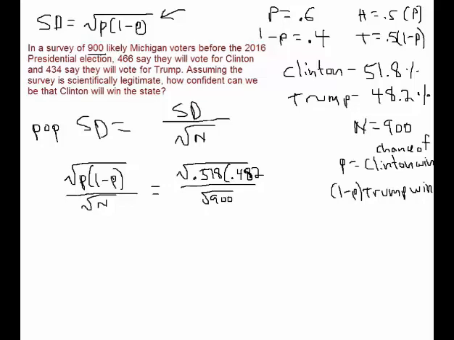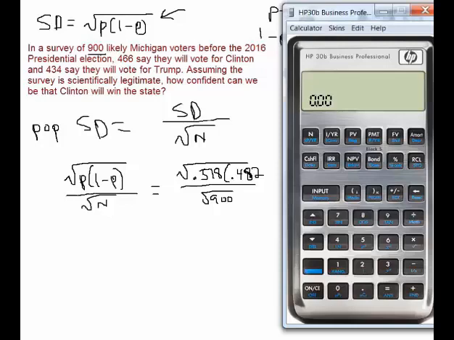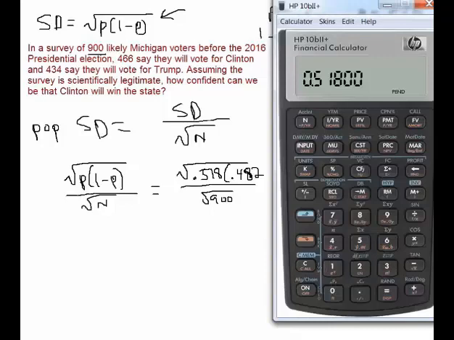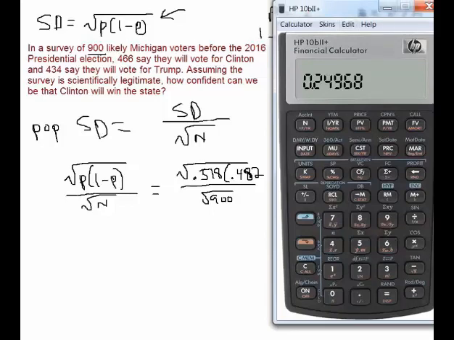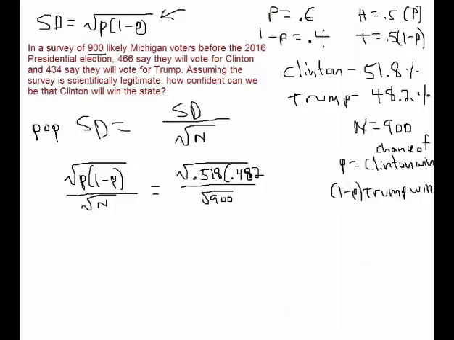Okay, let's pop out our calculator over here. We've got 0.518 times 0.482, so we get a little under 0.25. We get about 0.2497. Let's take the square root of that, which we get as 0.499, so right about 0.5.